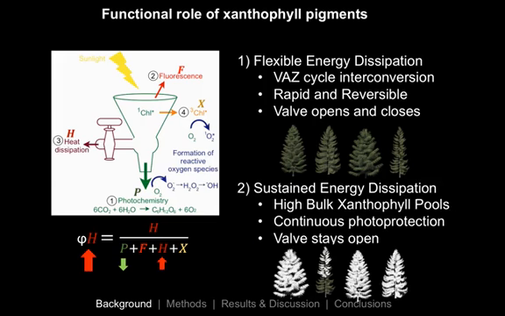There's also sustained energy dissipation, where you see high bulk xanthophyll pools, so that valve just generally stays open, and a lot of that sun that comes into the funnel will just be funneled right back out via heat through just high concentrations of zeaxanthin and antheraxanthin. And I use this example of these evergreen trees here in the winter to demonstrate that.